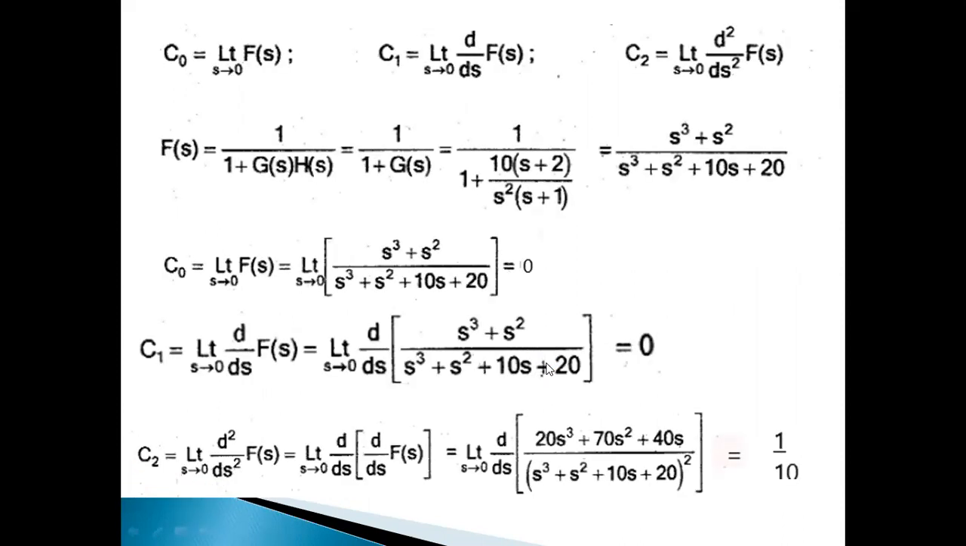Please note down. I will complete within 5 minutes.